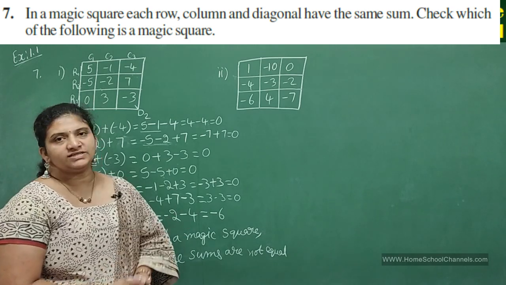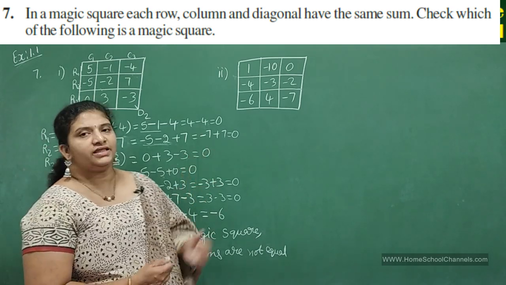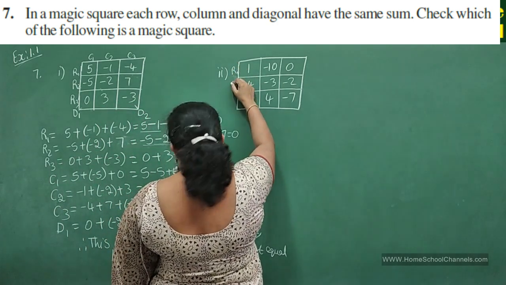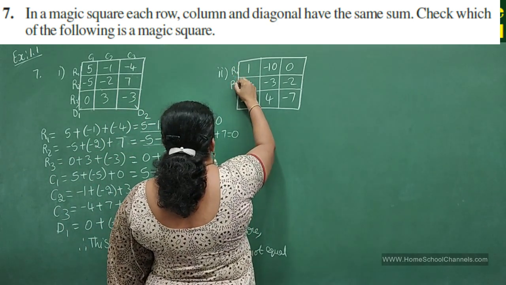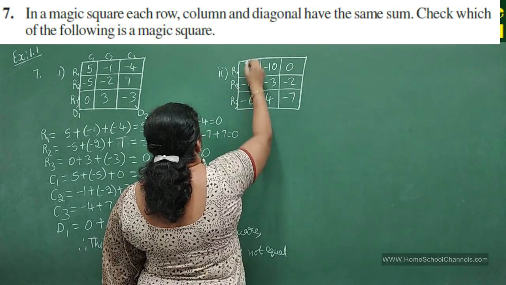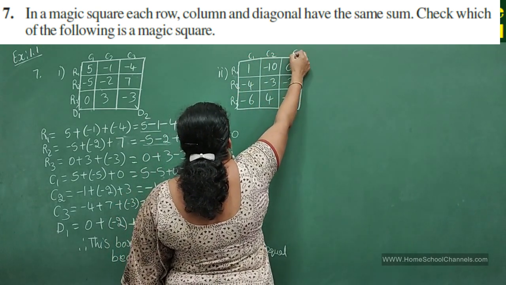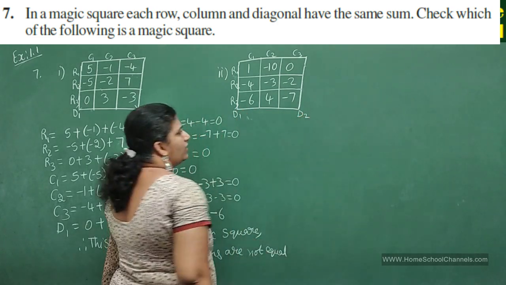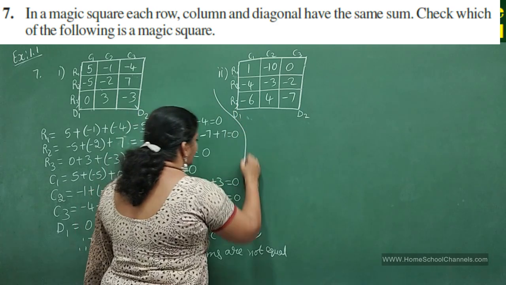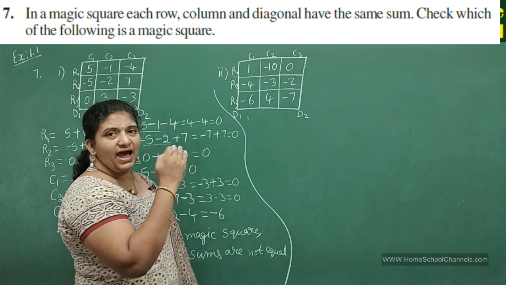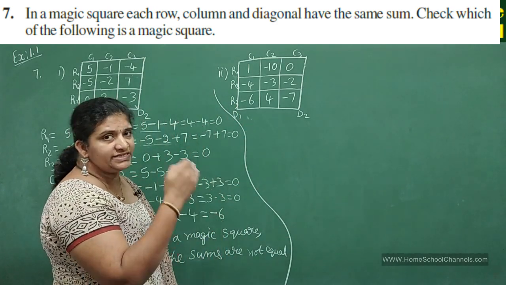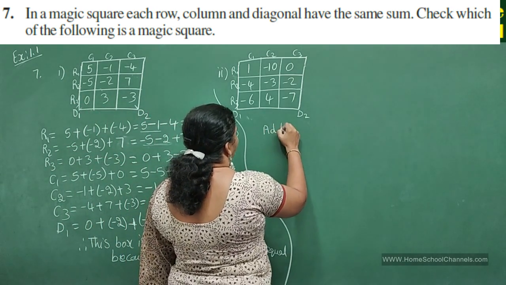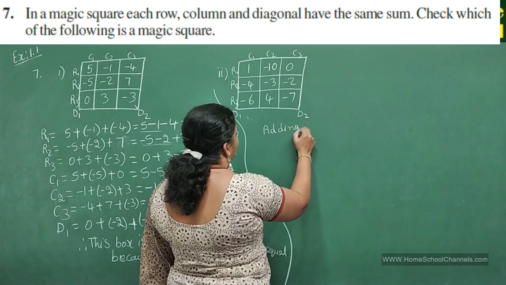So, let us move to the second sub question here. See another box. In the same manner, we are going to mark R1, R2, R3, C1, C2, C3, D1, D2. Okay. So now again the same pattern. Let us add all the rows, columns and diagonals. Adding. If you want, you can write.